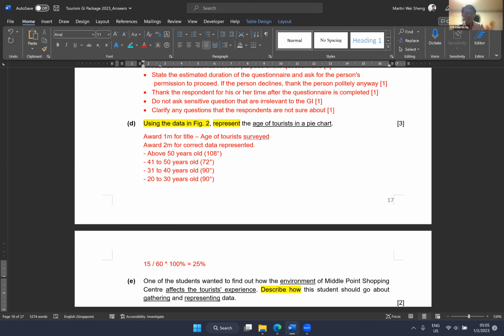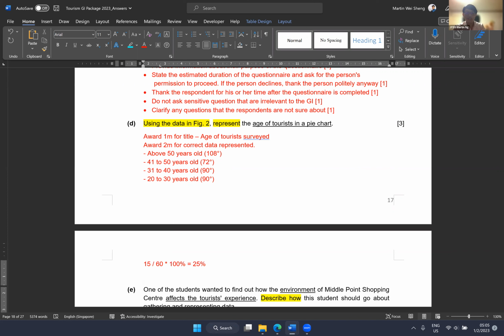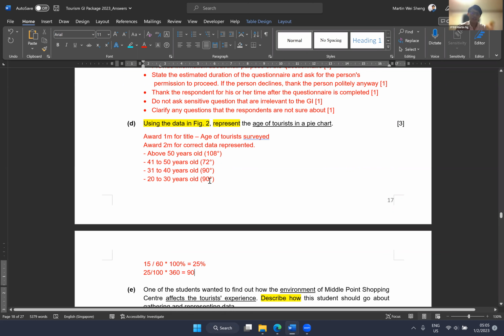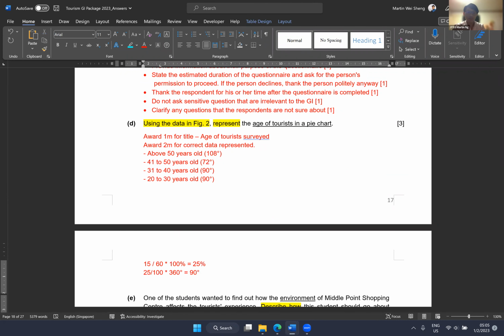So in a circle, there are 360 degrees, right? So over here, you have to take 25%, 25 over 100 times 360 degrees, which will give you 90 degrees. So basically that is the math behind the angles you're supposed to plot. All right, so you can do the same for the others.